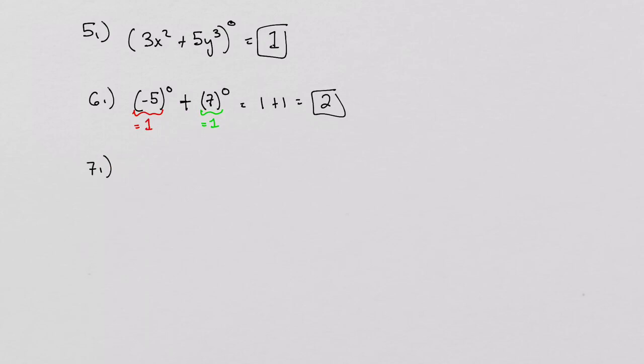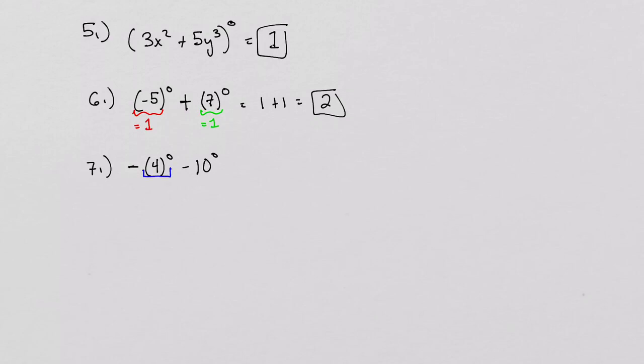Question 7 is negative, in parentheses, 4 raised to the 0 minus 10 raised to the 0. Now we have to be careful here. Notice that this negative sign is in front of the 4. It's not included on the inside. So that is treated separately.